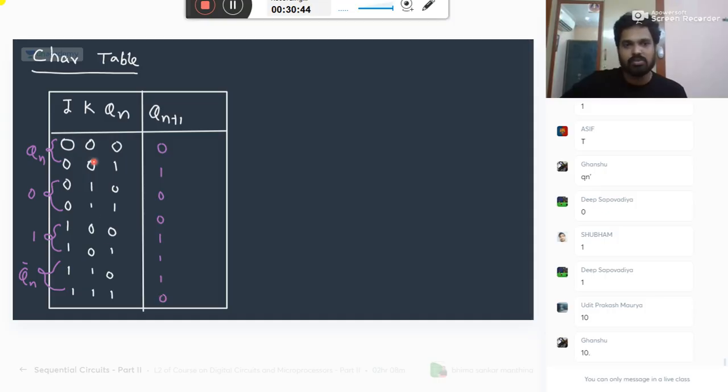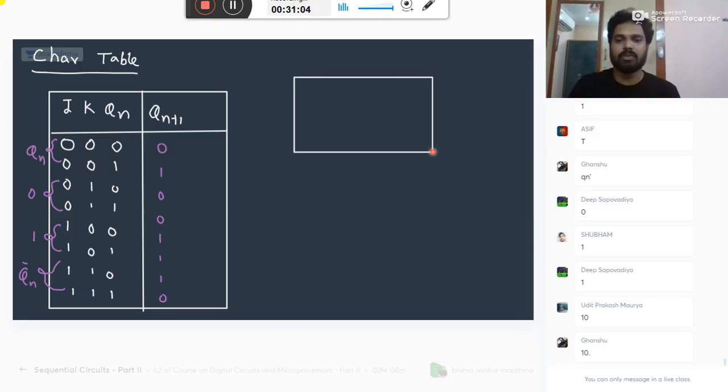Any doubt, please ask how you got this table. These are the inputs. This is the assumption of already existing value. It can be 0 or 1. So for 0, 0 you get it as it is. For 0, 1, you get 0, irrespective of previous. For 1, 0, you get 1, irrespective of previous. For 1, 1, you get previous complement. So after getting this, let's make your K-map.